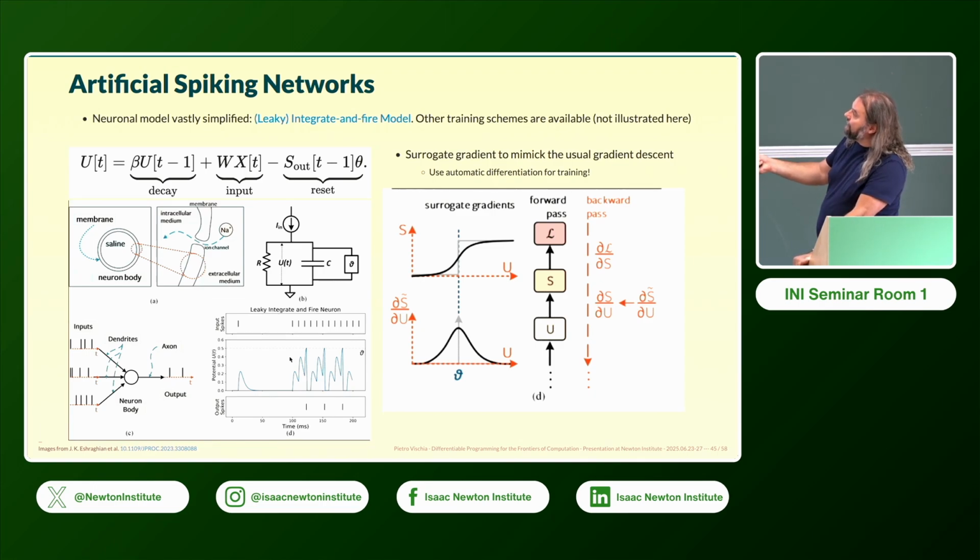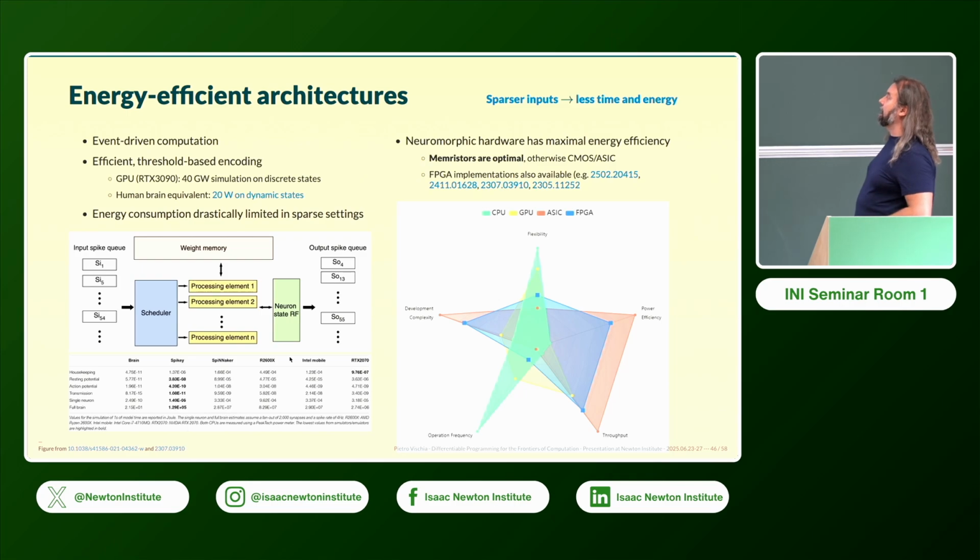And if you use the most simple differential equation, basically a simple integrator, as a model of neuron, it's called the leaky integrate-and-fire model. You can generate these spikes whenever you have some input. You can use surrogate gradients to train this kind of system, and then you can optimize whatever you want.